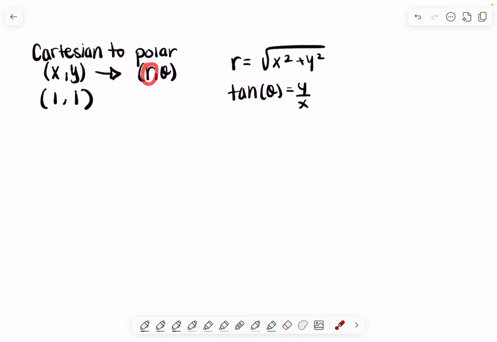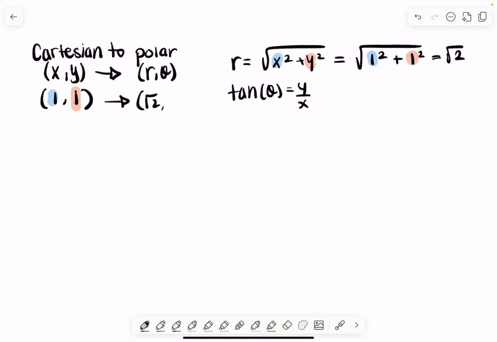So to find the radius, we take our x and we square it. Then we take our y and we square it. And so that's it. Boom. Radius is square root of 2. Easy as that. Now what's theta? Well, we're saying tangent of theta is equal to y over x, which is just 1. So the question is, tangent of what angle is going to give me 1?